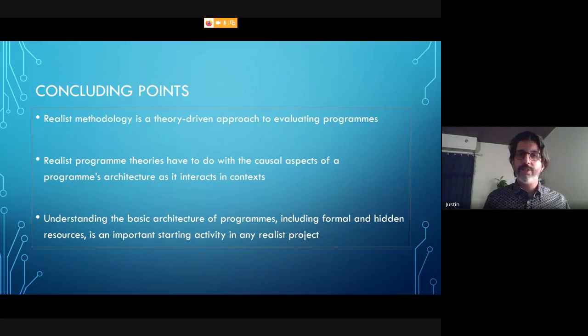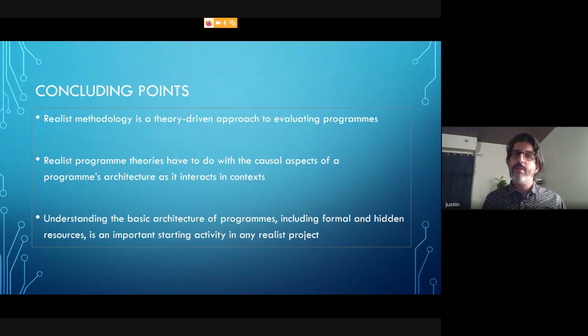So the first point is that realist methodology is a theory-driven approach to evaluating programs. So theory is about causation. Theory is all about why is this working? Not just overall, but the different components of the architecture of interventions. What contribution are they making? How is this component working in relation to the overall program? And that is where the theory comes into play.